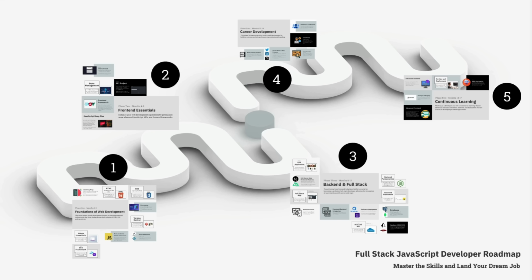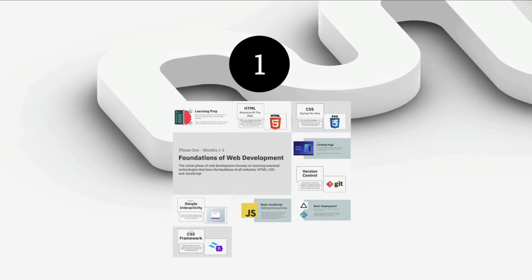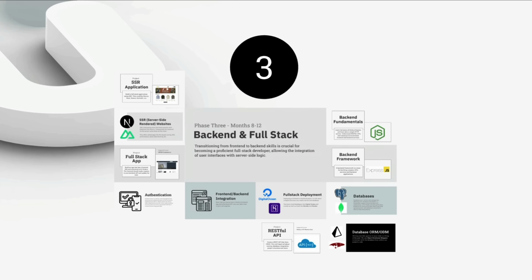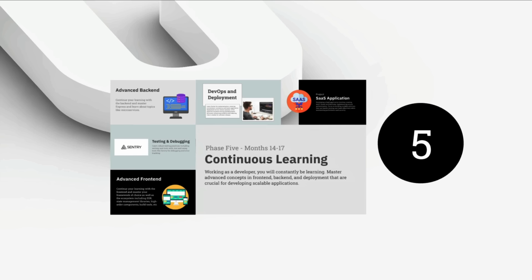All right, so I've broken this roadmap up into 5 phases, and when we get to each phase, I'll explain more, but just to give you a quick overview, we have phase 1, which is the foundations of web development. Phase 2 is front-end essentials. Then we have back-end and full stack. Phase 4 is career development, and then phase 5 is continuous learning.